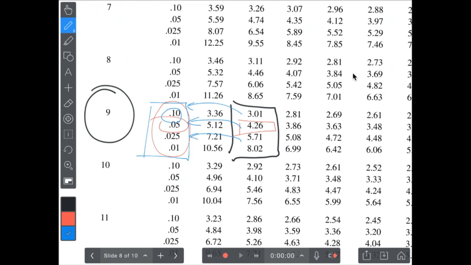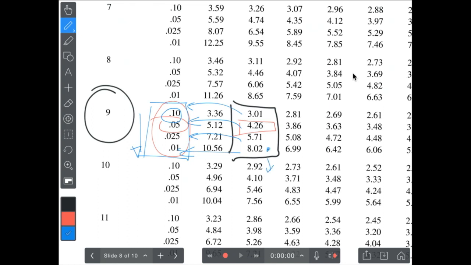If it was 8.02, the area in the tail would have been 0.01. But I'm looking for 10.63. So if I keep going, what's happening to the area in the tail? The area in the tail is getting smaller. And so my p-value will be less than 0.01, because to get to 10.63, the biggest I have now is 8.02. I have to keep coming down.